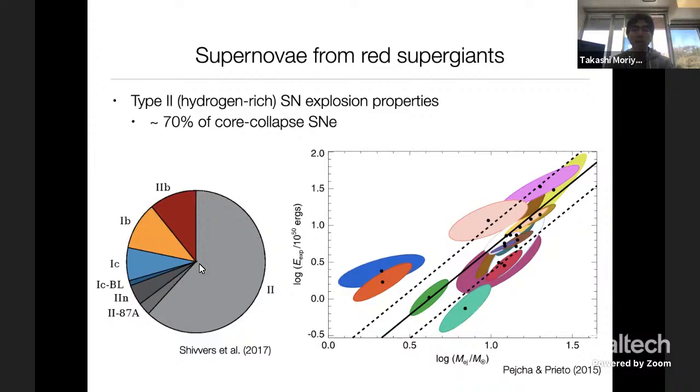And based on this light curve and spectral property, we can also estimate the ejecta mass and explosion energy from supernova properties. And these are the estimated properties of red supergiant explosions. So each dot shows one type 2 supernova. This circle basically means the uncertainty. But anyway, we typically have, let's say, 10 solar mass-ish ejecta with 10^51 erg explosion energy from these red supergiants.